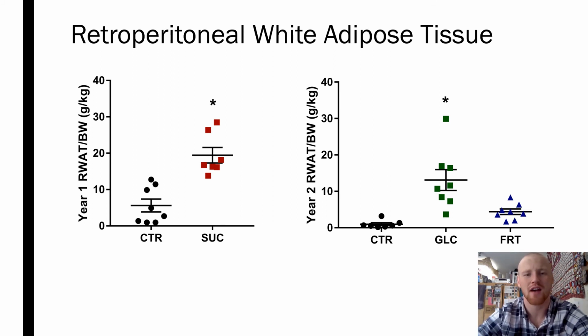At the time of the sacrifice, retroperitoneal white adipose tissue pads were collected, weighed, and compared to total body mass as an indication of adiposity. There was a significant increase in the adiposity of the high sugar diet mice, which indicates that chronic sugar consumption leads to increased fat storage.